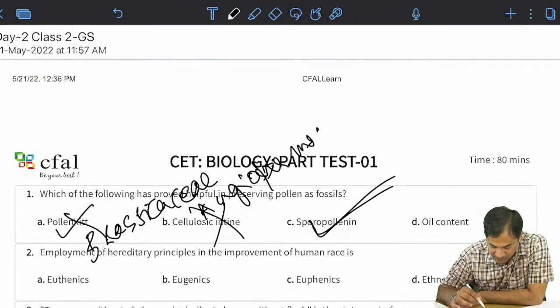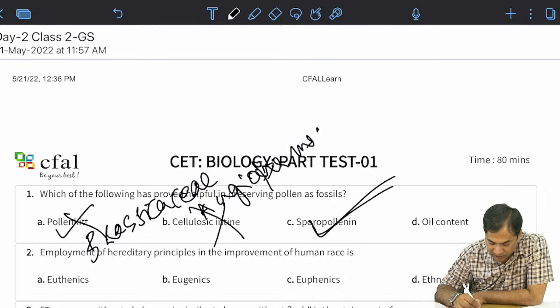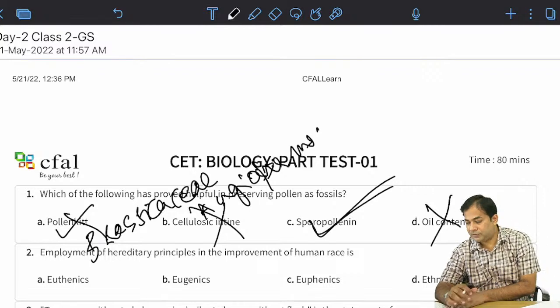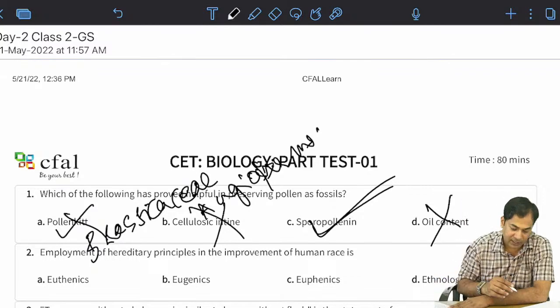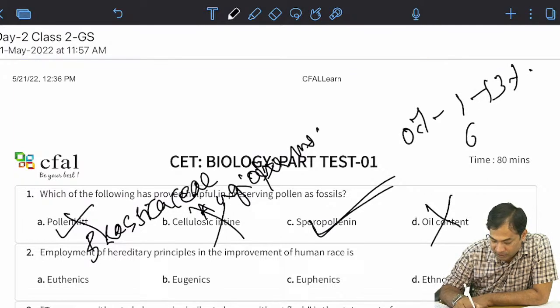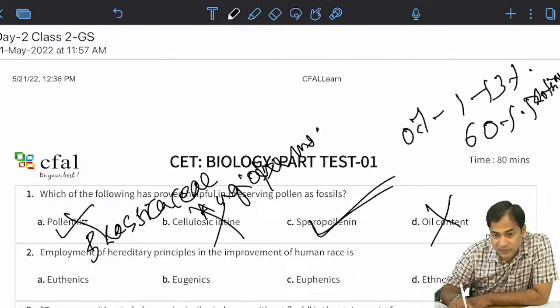Option C is correct. Let us see why option D is wrong. They are talking about oil content. If you see, the oil content of pollen grains is 1 to 13%, but it contains 60% proteins.